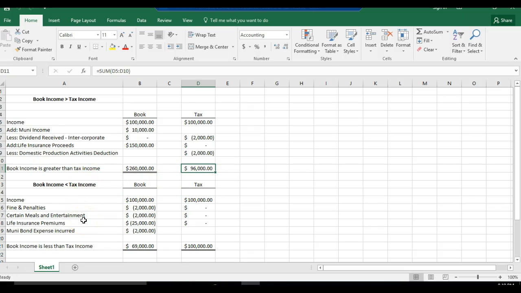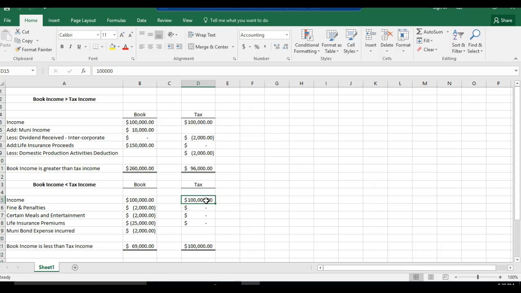Conversely, the book income will be less than tax income. Let's assume we start with the same income per our books and tax. GAAP allows us to deduct fines and penalties as ordinary expenses, but we can't deduct them for tax purposes. Certain meals and entertainment we can deduct on our books, but the IRS would not allow us for tax purposes.